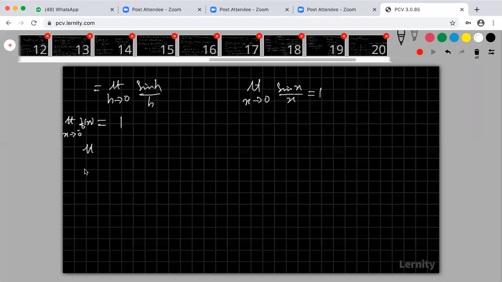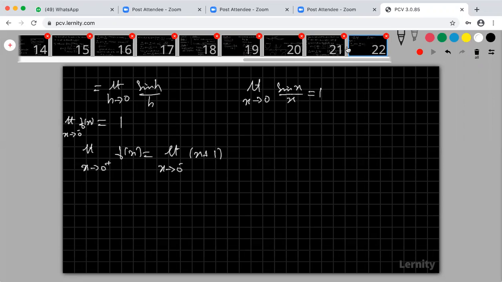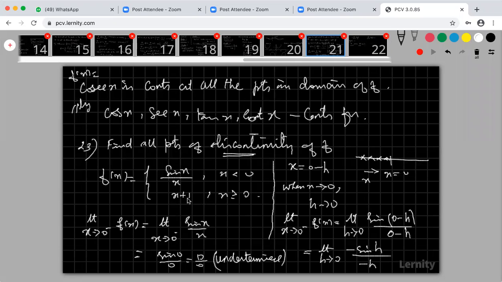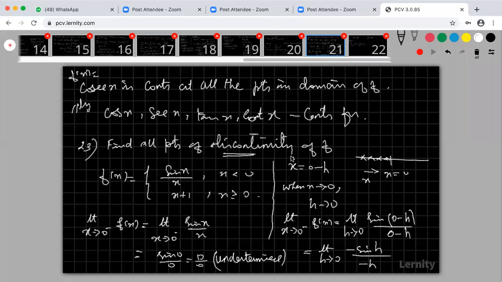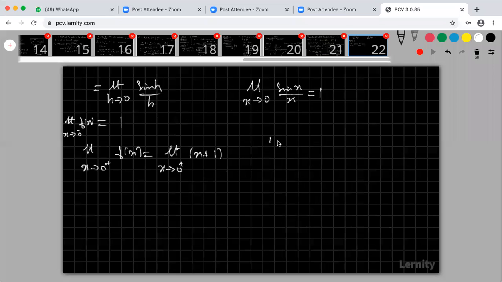Come to the right hand limit. Apply the same procedure, because once you apply the left hand limit, you have to follow the right hand limit also. What is my f of x? For x greater than or equal to 0, f of x is x plus 1, and I'm going for the right hand limit. For the left hand limit x is 0 minus h. For the right hand limit, take x equal to 0 plus h. When x tends to 0, h also tends to 0.